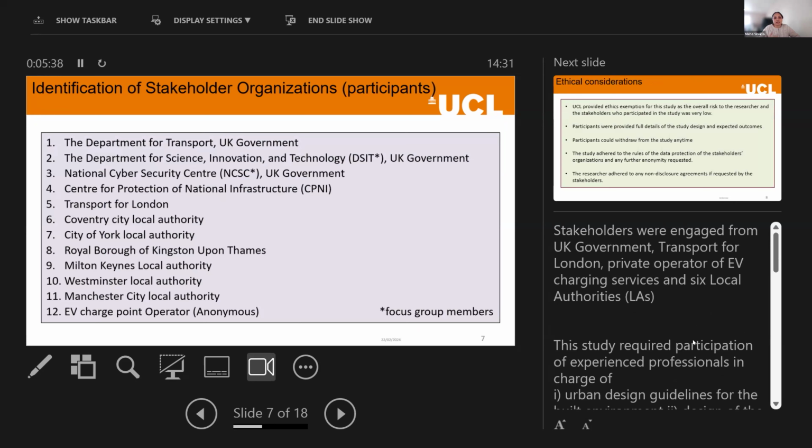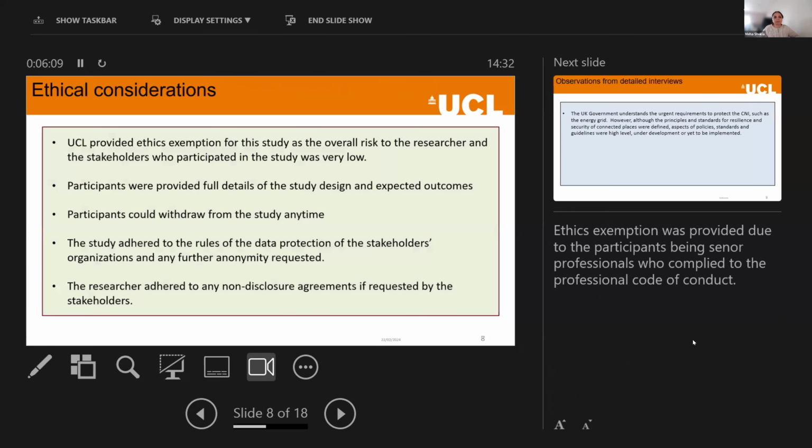So the stakeholders included, as I said, the NCSC, the DSIT, the Department of Science, Innovation and Technology, and the Department of Transport as well. The CPNI is the physical wing of MI5. Transport for London, of course, runs all the transport on the streets, so they were also selected. And then the 6 authorities who decided to participate were also invited. And finally, there was an EV charge point operator who wanted to remain anonymous, so he's not named here.